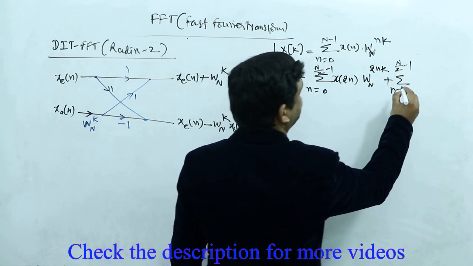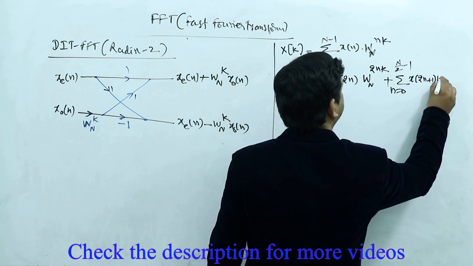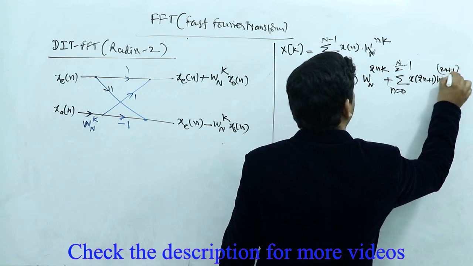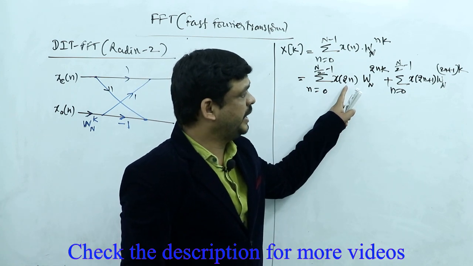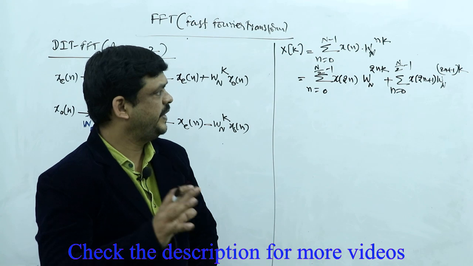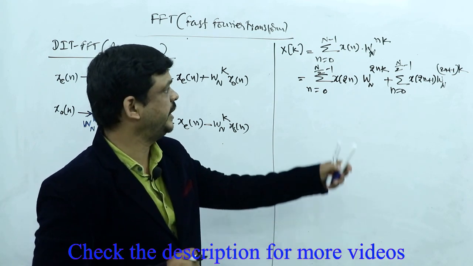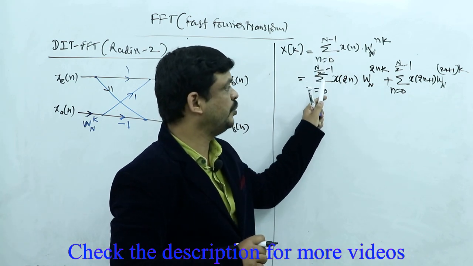Here I want to take odd. So odd samples we have to write with 2n plus 1 and omega N whole to the power of 2n plus 1 whole k. So here I want to take even samples and here I want to take odd samples. See, for easy understanding purpose I am taking here N is 4. N is 4, 4 samples are there. So now the range becomes 0 to 3, but here it becomes 0 to 1.